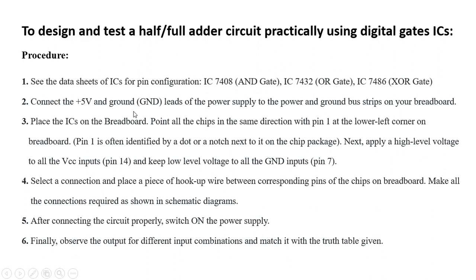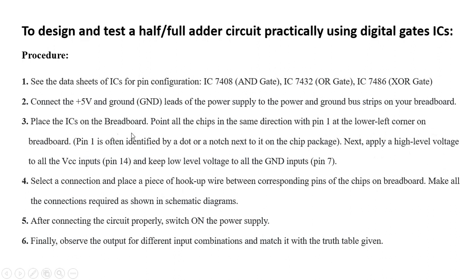Then you will connect the 5 volt and ground leads of the power supply to the power and ground bus strips on the breadboard. The upper line is for power and the lower is for ground. Then you will place the ICs on the breadboard. You will point all the chips in the same direction with pin 1 at the lower left corner.